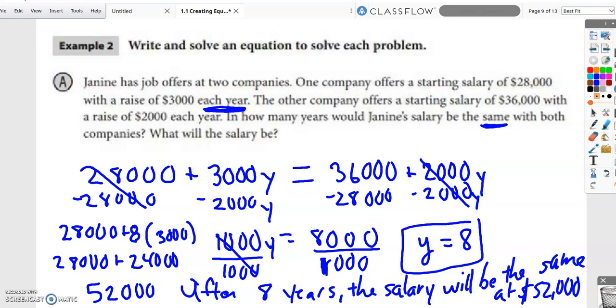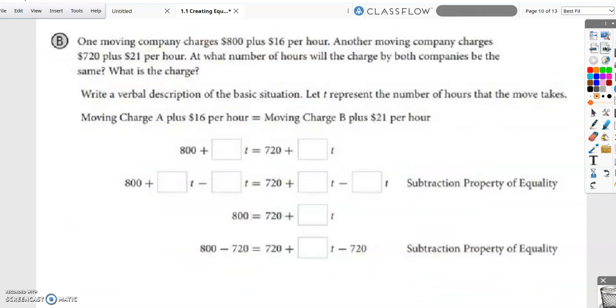Okay, so let's do another example. One moving company charges $800 plus $16 per hour. Another moving company charges $720 plus $21 per hour. At what number of hours will the charge by both companies be the same? What is the charge? Write a verbal description of the basic situation. Let T represent the number of hours that the moves take.